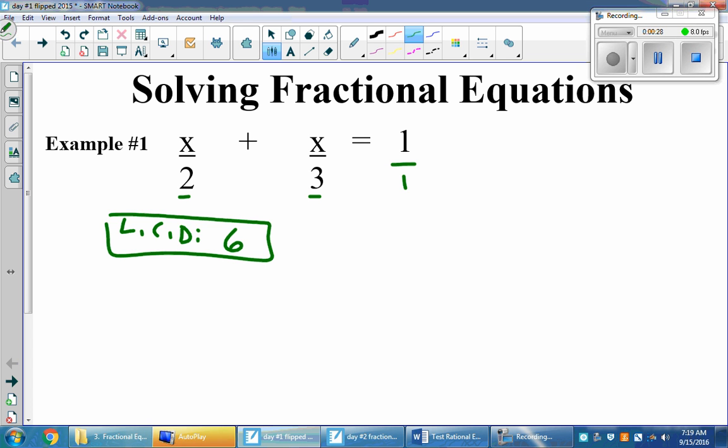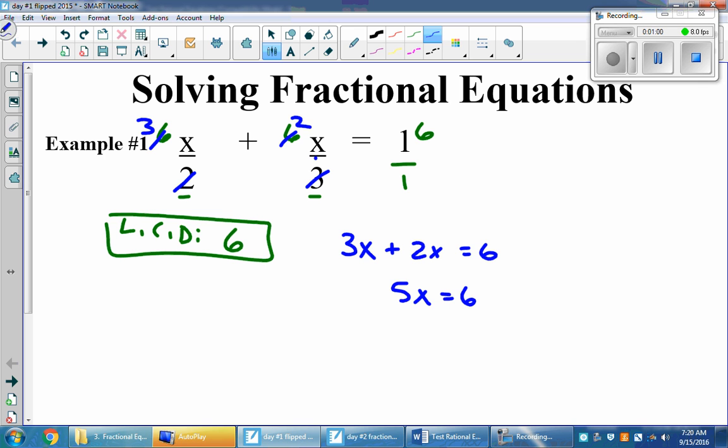Then, just like complex fractions, multiply all the tops by that. Right? Again, we want to get rid of the fractions. This trick, by multiplying by the LCD, is going to clear the fractions. 2 goes into 6 3 times. 3 times x gets me 3x. 3 goes into 6 twice. 2 times x gets me 2x. Nothing cancels there, equals 6. So 2x plus 3x is 5x equals 6. So we get x is 6/5.